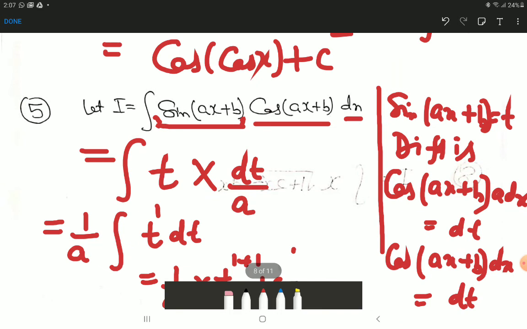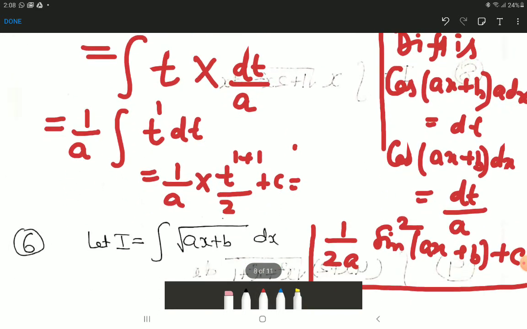So you saw that sine of ax plus b is almost a function, and its derivative may be in the form of cos of ax plus b. It is not the exact derivative, but it can be adjusted. So you have seen the adjustments also through substitution. So you may go through it once again for more clarity. Moving to next question.